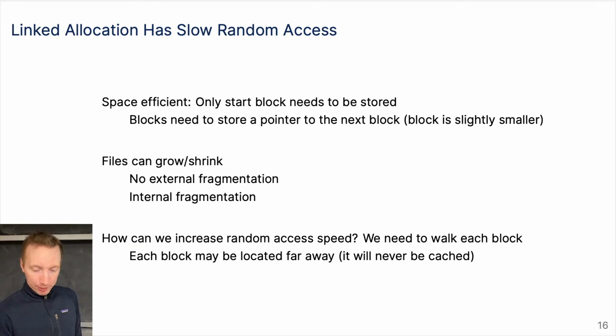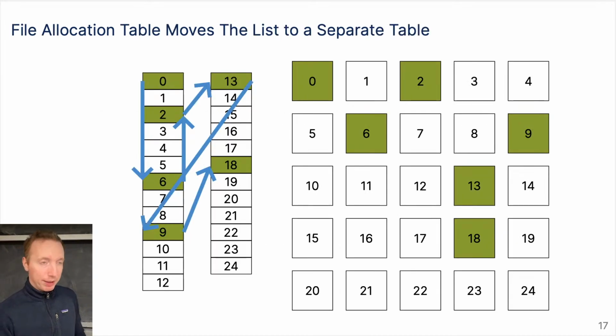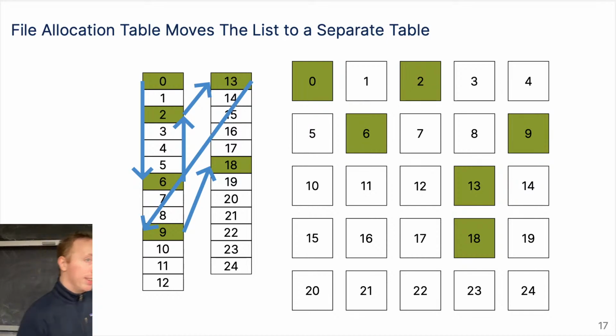So a slight improvement we can do is something called a file allocation table. And that essentially uses the exact same idea. So it uses the linked list, but instead of storing the pointer on the block itself, you store it elsewhere.